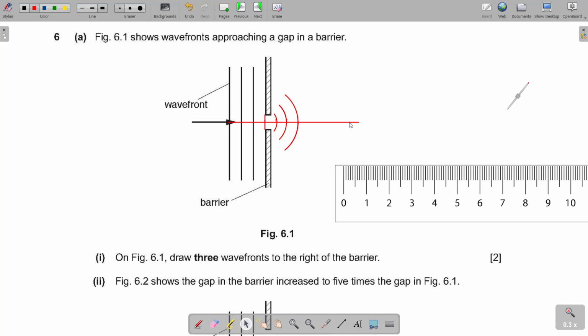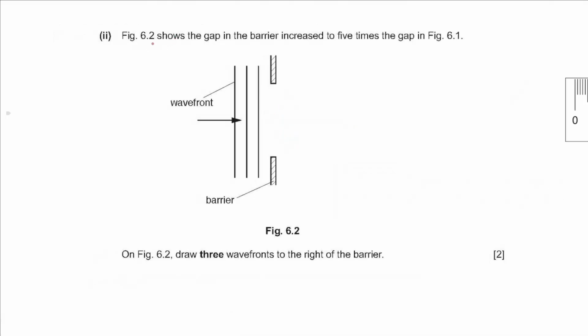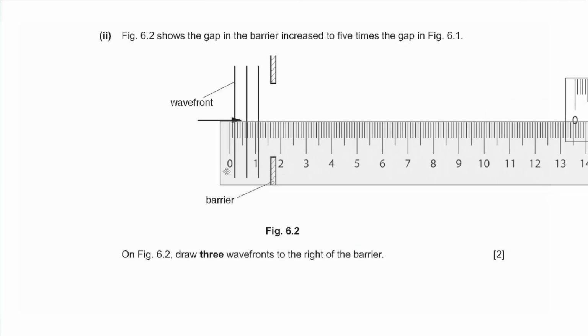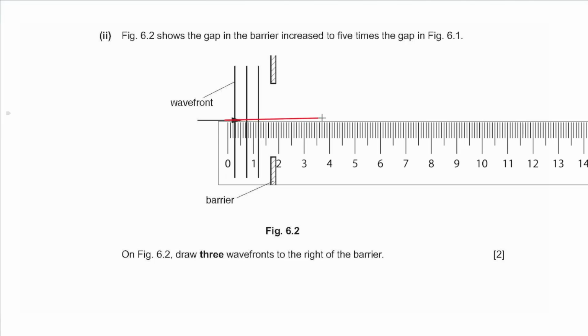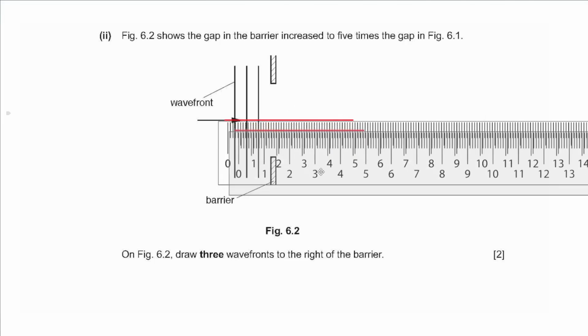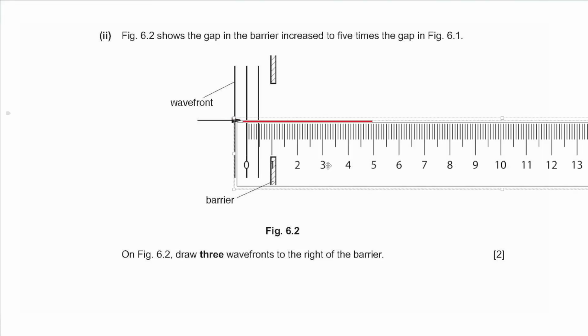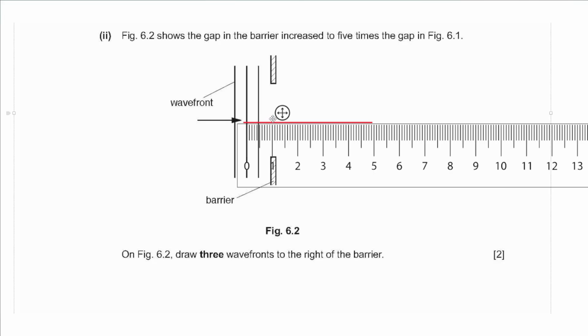It does not matter. Part ii says figure 6.2 shows the gap in the barrier increased to 5 times the gap in figure 6.1. On figure 6.2, the new one, 3 waves are required on the right side of the barrier. Again, we have to extend the line of the direction of the wave to measure the distances between the wavefronts. And again, the distance here is 0.5 between each wavefront and the next. So we mark equal spaces. So we have here, here, here, and here. We have 3 after the barrier.